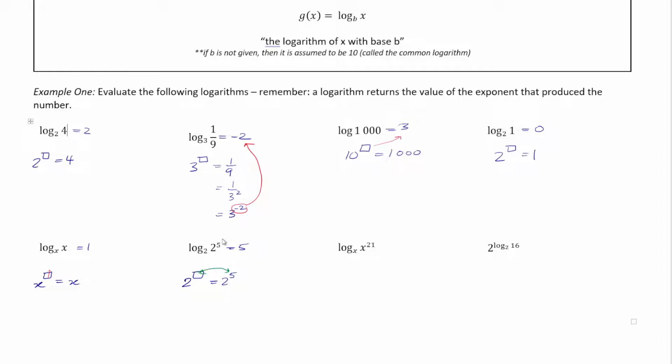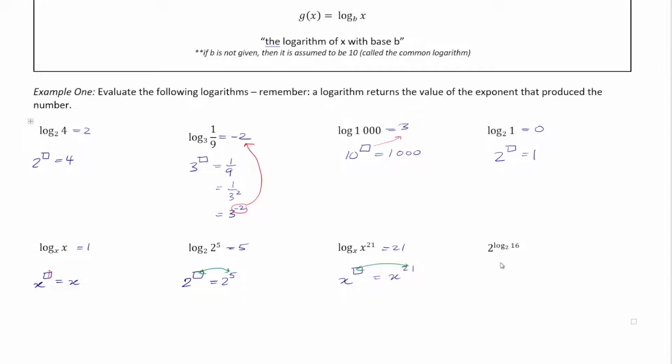Okay, we keep going. Log x to the power of 21 base x. Same idea here. x to some exponent produces x to the 21. All right, this has to be the same thing, right? If this is an equation, then this exponent has to be equal to this. So that's 21.